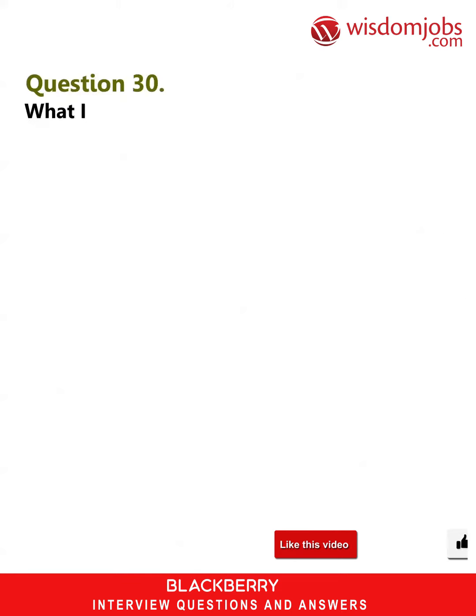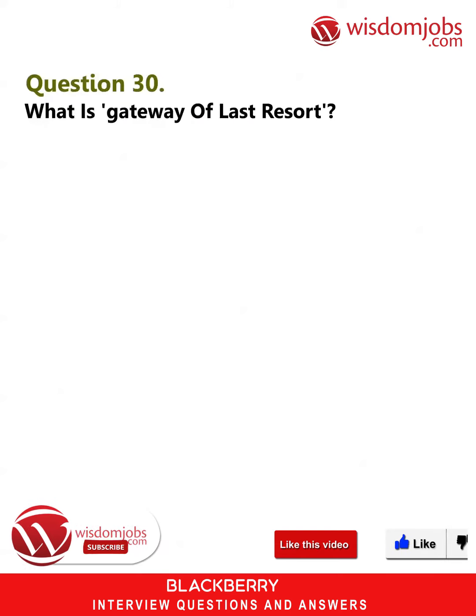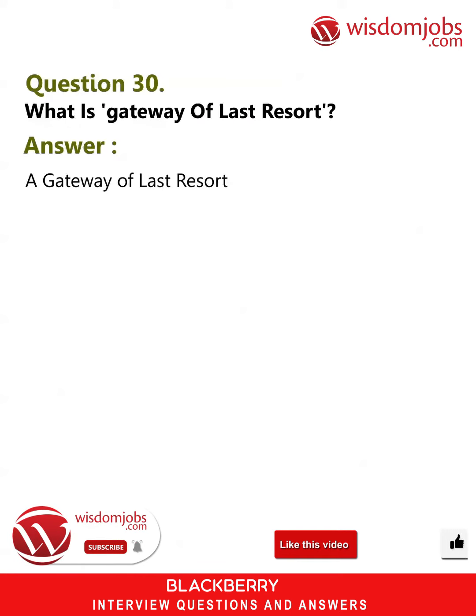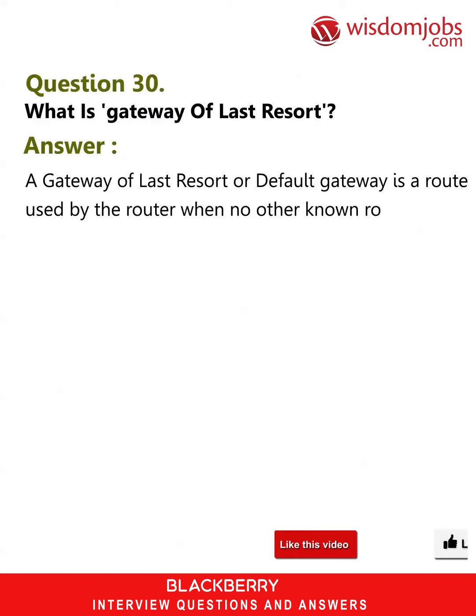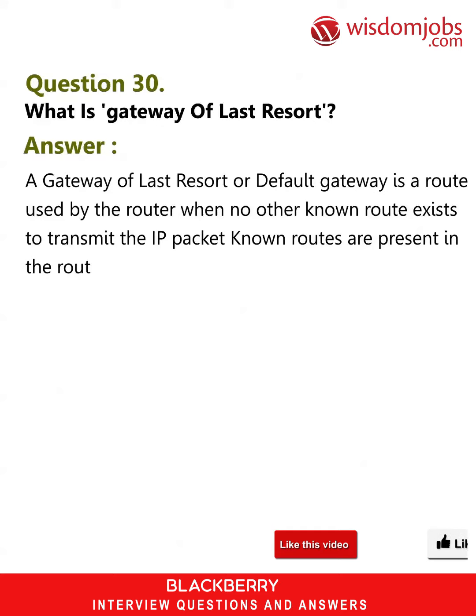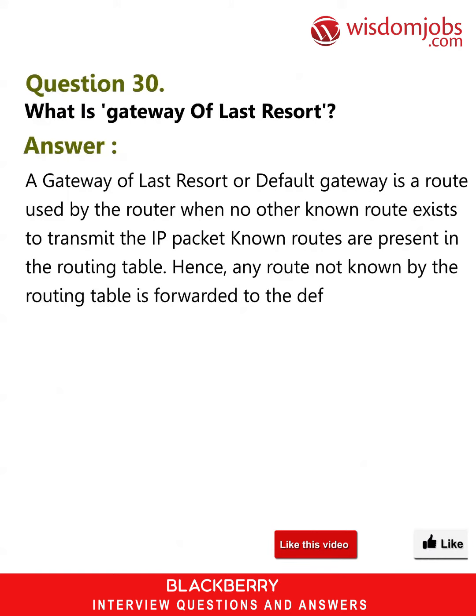Question 30. What is gateway of last resort? Answer. A gateway of last resort or default gateway is a route used by the router when no other known route exists to transmit the IP packet. Known routes are present in the routing table. Hence, any route not known by the routing table is forwarded to the default route.